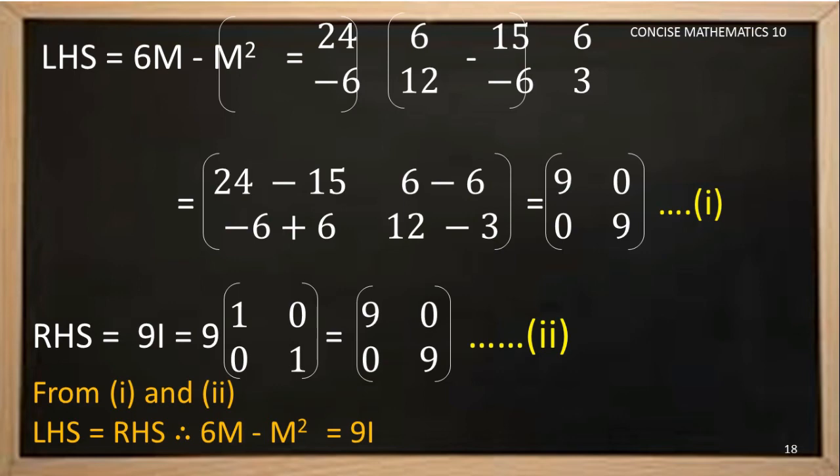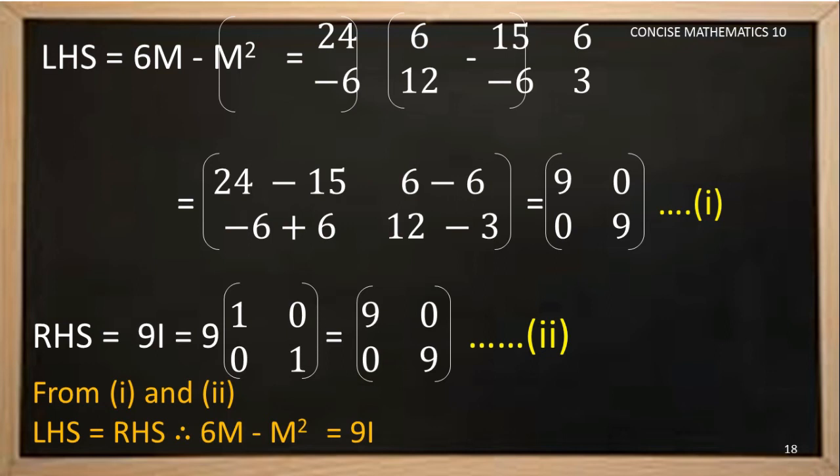Consider the first element. 24 minus 15 is 9. 6 minus 6 is 0. Minus 6 minus of minus 6 is minus 6 plus 6, hence it is 0. Fourth element, 12 minus 3 is 9. Mark it as result number 1. Now we have solved the values on the left hand side, 6M minus M square.